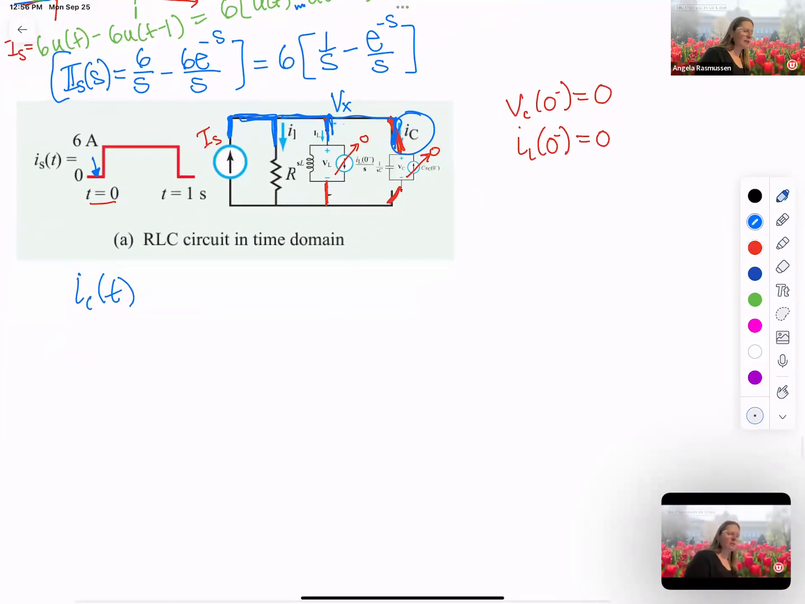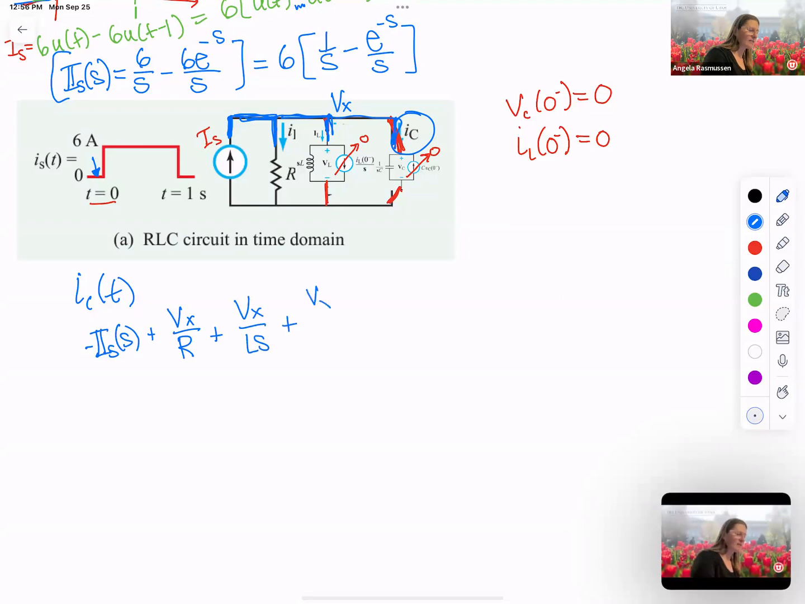And now when I write my node voltage equation, I'm going to have minus IS of S, Vx over R, Vx over Ls, and Vx over 1 over Cs.